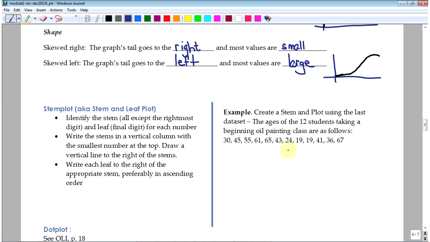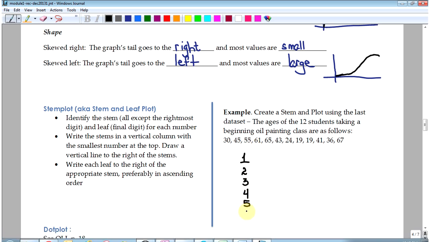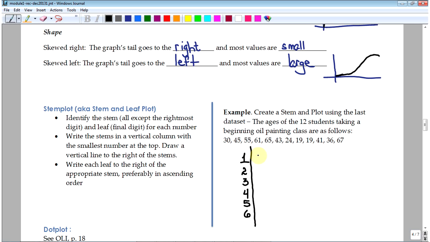Okay, so why don't we go ahead and let me start this, because I think seeing it will make more sense for you. So I see that for my stems, I'm going to have the number 1 from the 19, 2 from the 24, 3 from the 30, 4 from the 45, 5 from the 55, and then 6. And now I need to draw a vertical line. All right, so that's my stem.